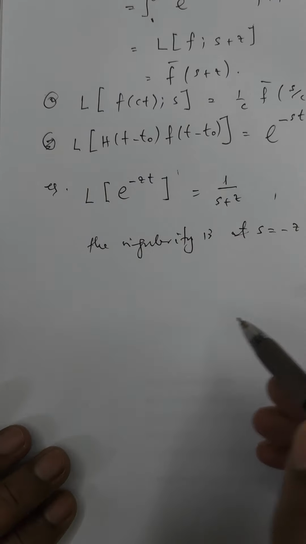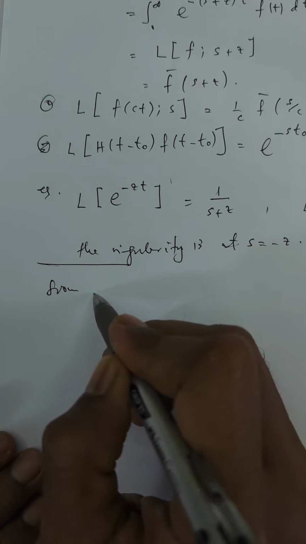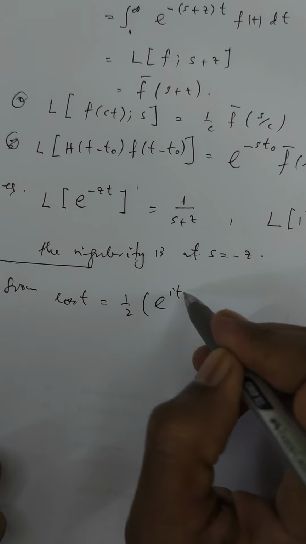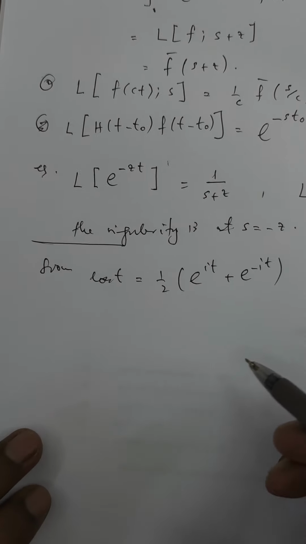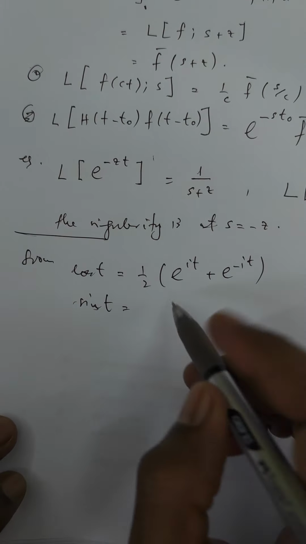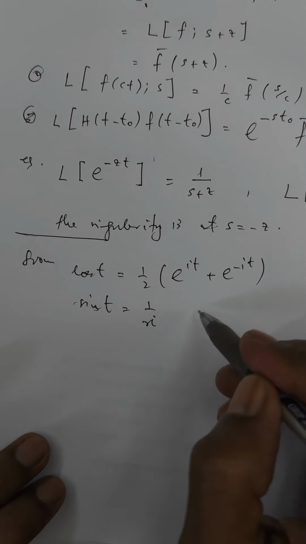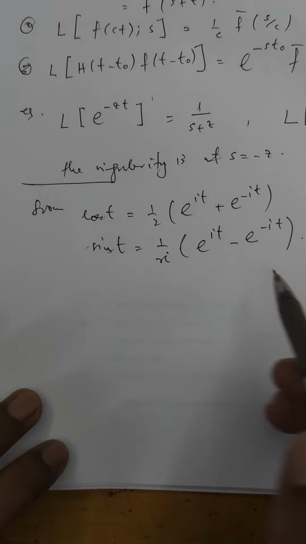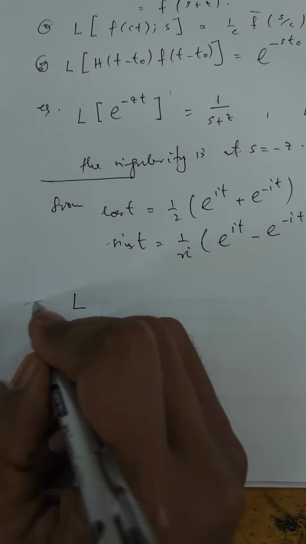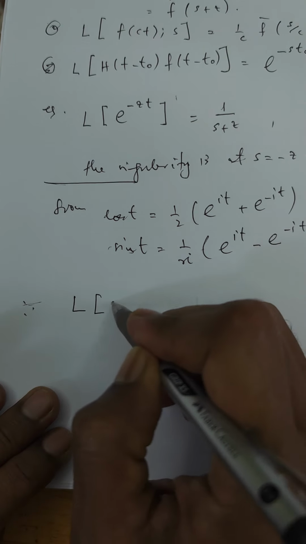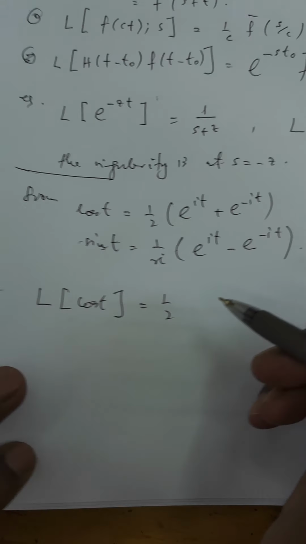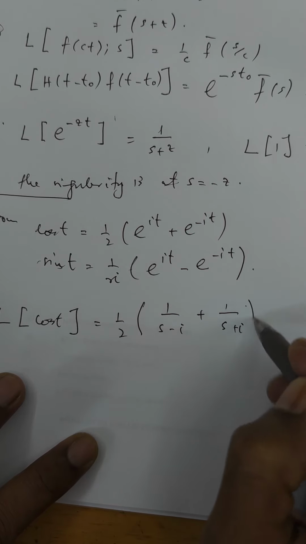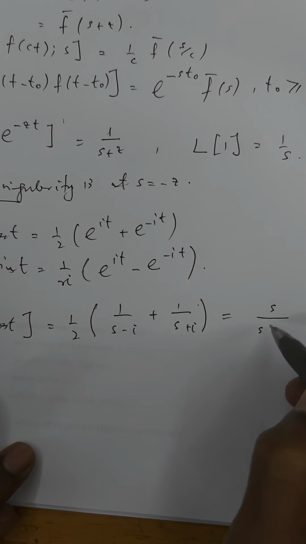Okay, and also from the formula we have cos t is equal to half of e to the it plus e to the minus it, and sin t is 1 over 2i times e to the it minus e to the minus it. From here it is not difficult to show that L of cos t is 1 over 2 times 1 over s minus i plus 1 over s plus i, or you can write this as s over s squared plus 1.